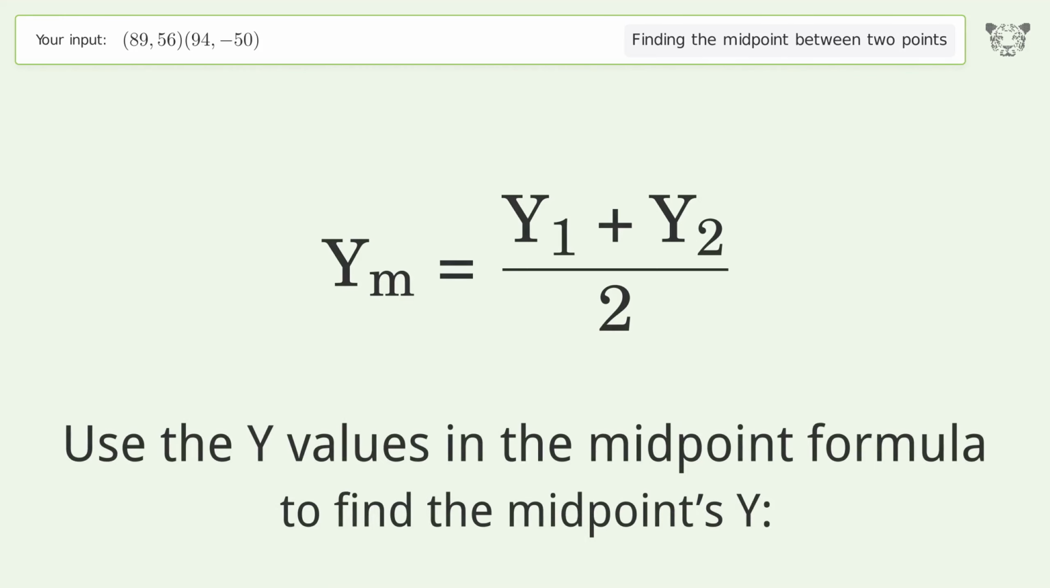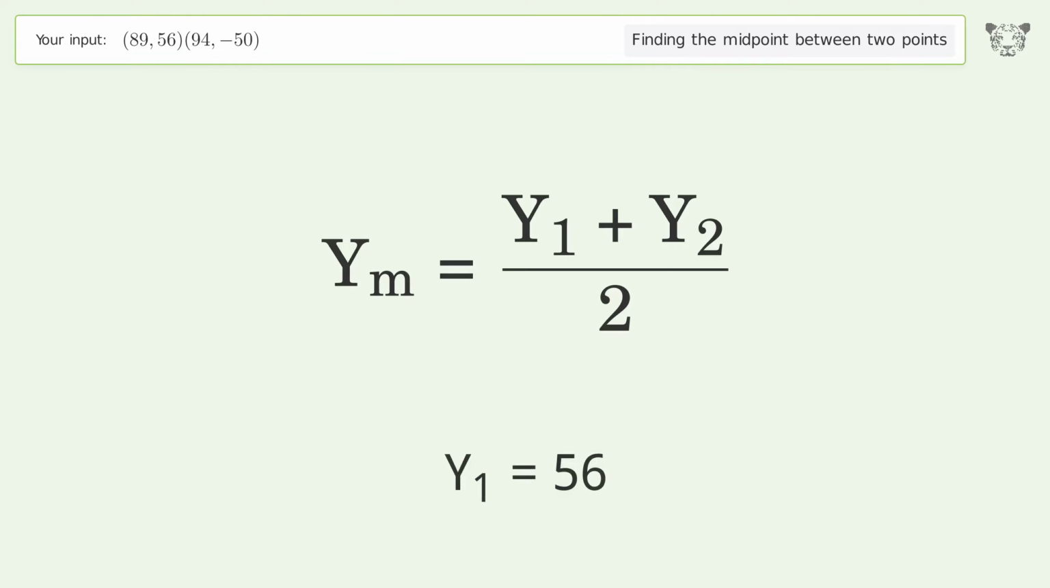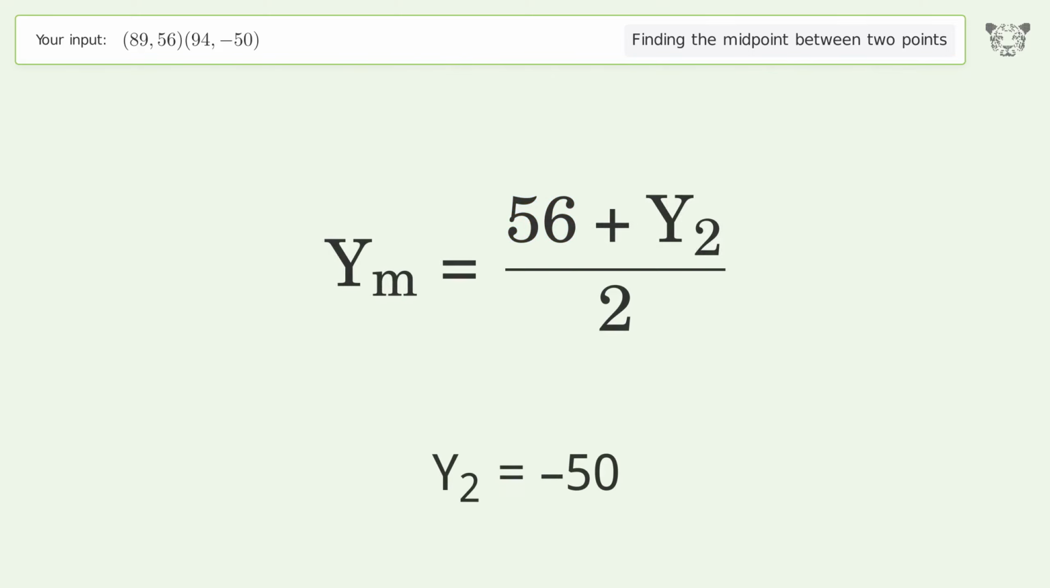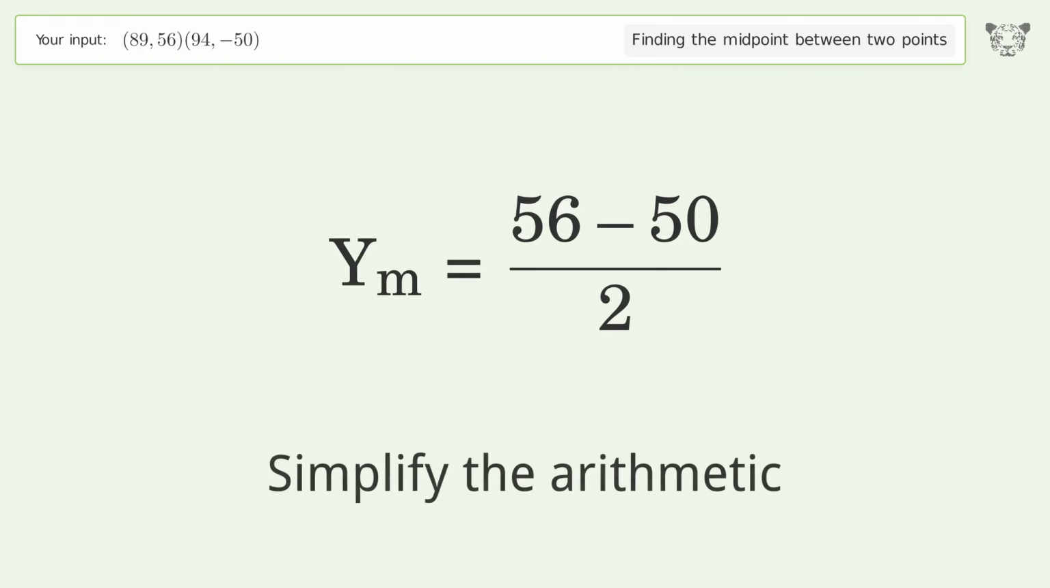Use the y values in the midpoint formula to find the midpoint's y. y1 equals 56. y2 equals -50. Simplify the arithmetic.